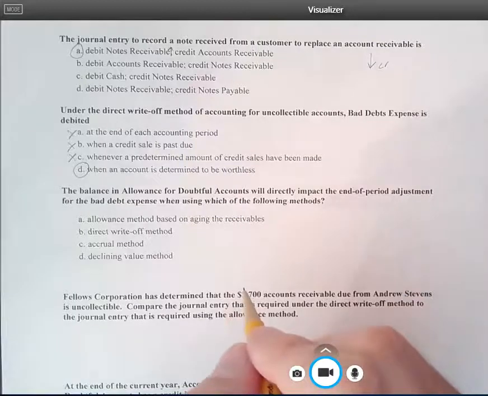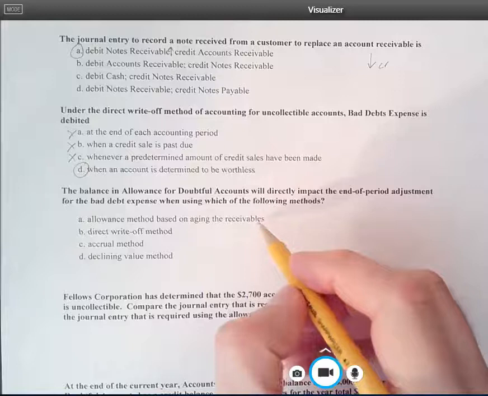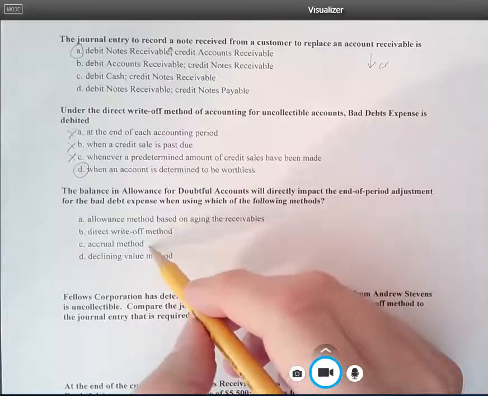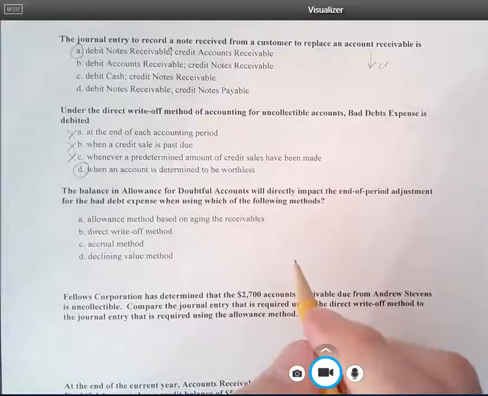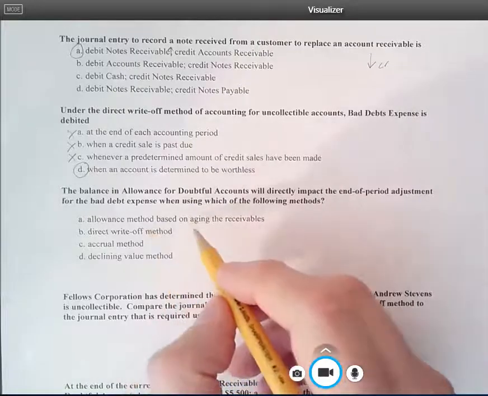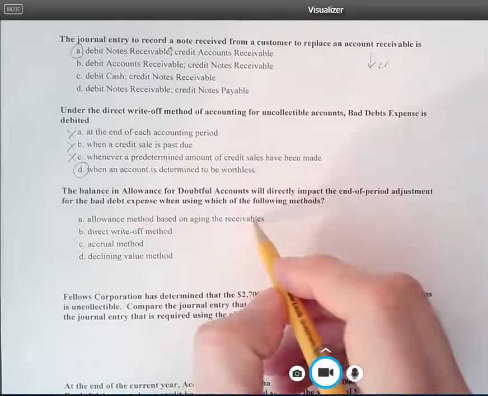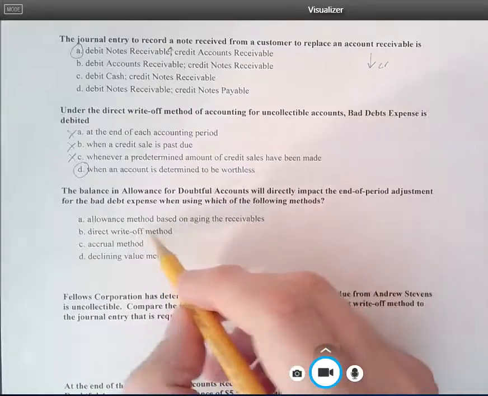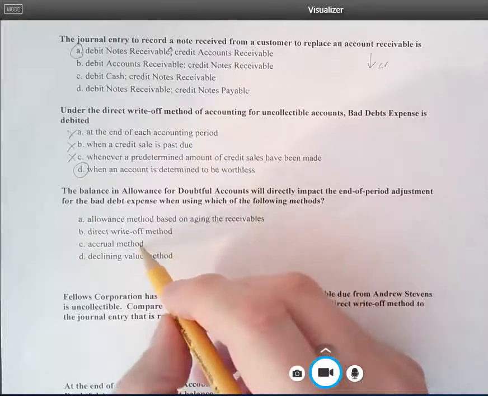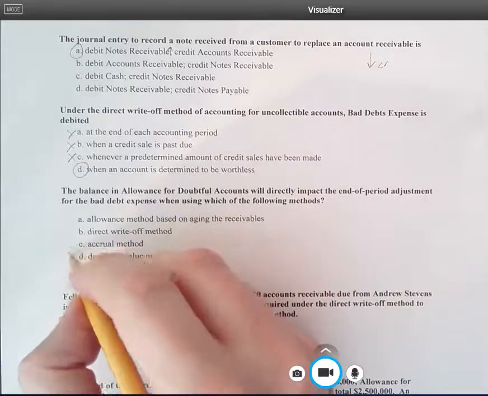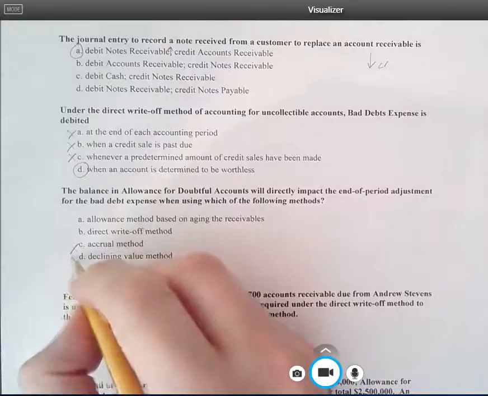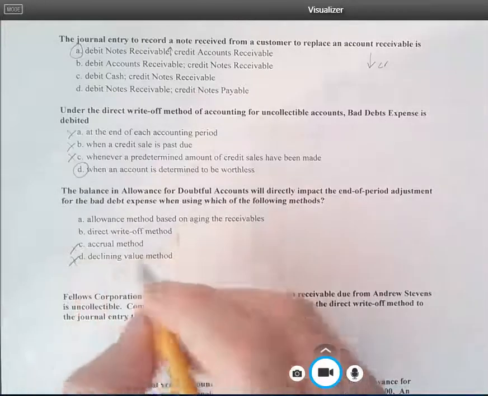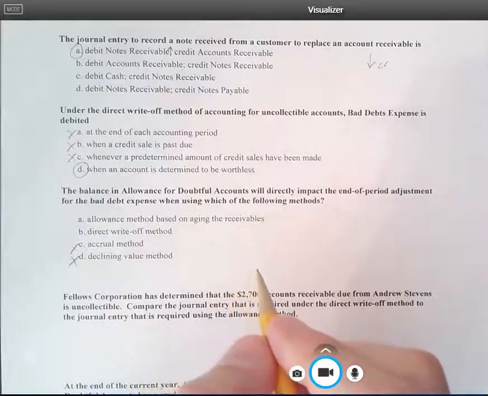And we've got allowance method based on aging of receivables, the direct write-off method, accrual method, and the declining value method. Okay, so I want to tell you that a couple of these are not even methods, and we can eliminate them. The allowance method based on an aging of the receivables is a write-off method, as is the direct write-off method. However, the accrual method is not an actual write-off method, nor is the declining value method, at least not anything we've studied. So that leaves these two.